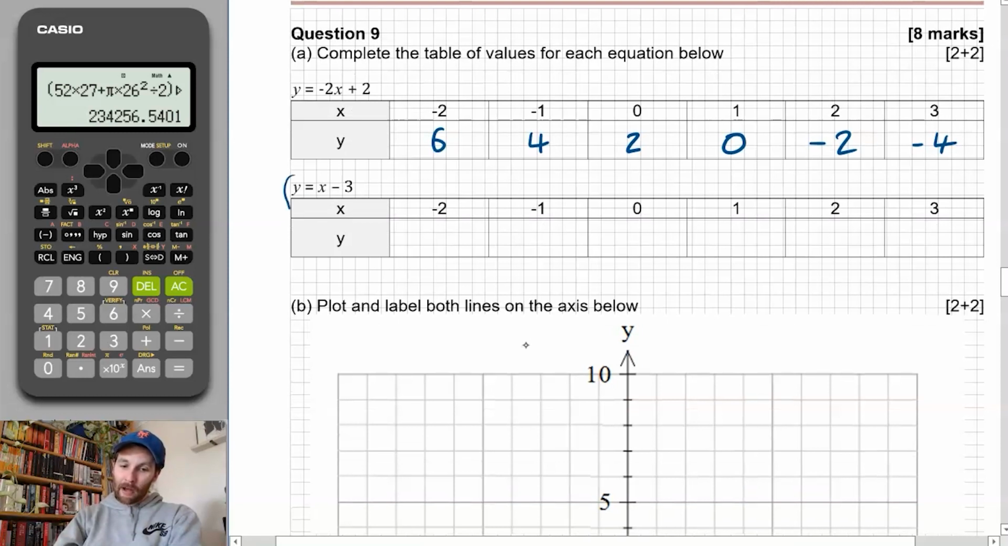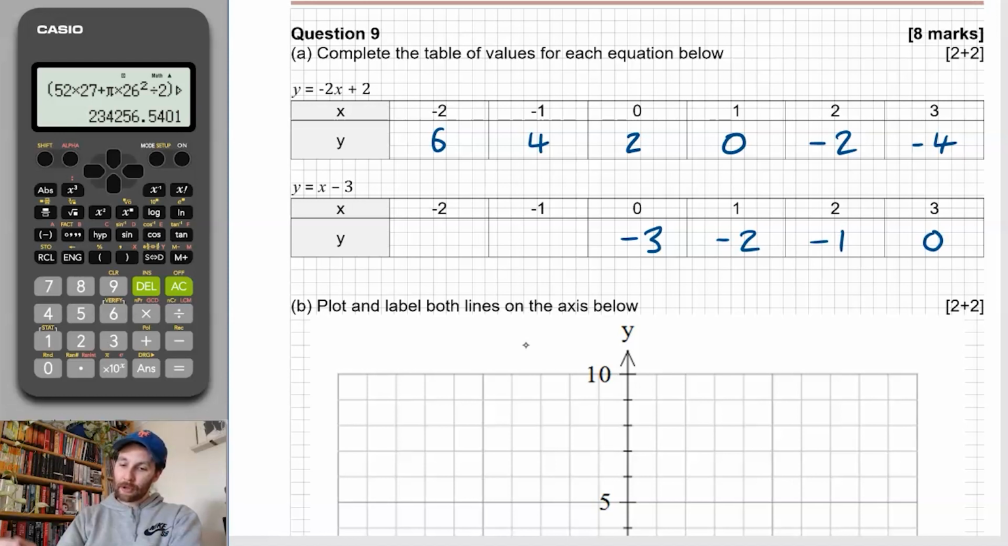So this time our y value is going to be whatever our x value is, take 3. So hopefully that's nice and easy. Let's do it for when x equals 0. So 1 times 0, or 0 times 1 is 0, and then take 3 from that is negative 3. Cool. 1 take away 3 is negative 2. 2 take away 3, negative 1. 3 take 3, 0. And then going in the other direction as well, negative 1 take 3 is negative 4. Negative 2 take 3 is negative 5.